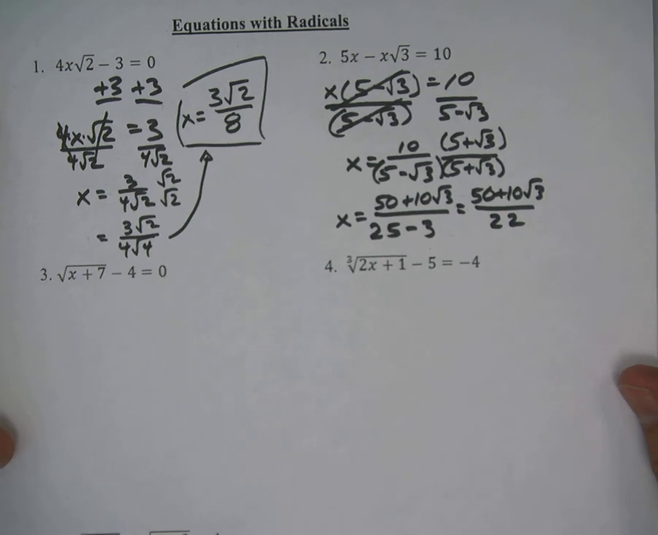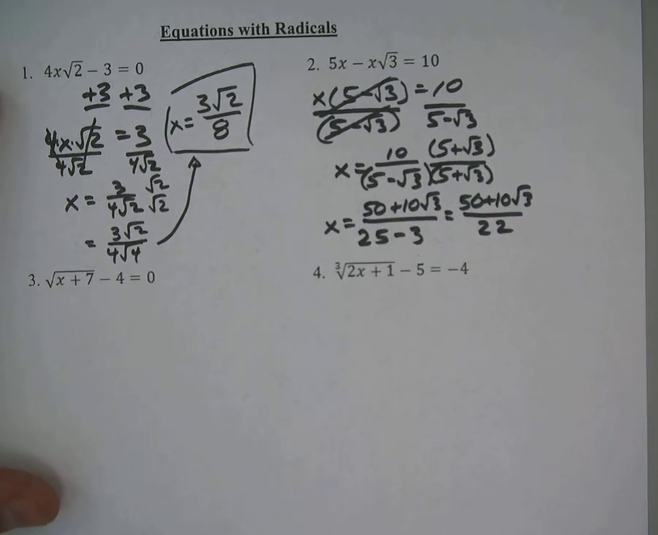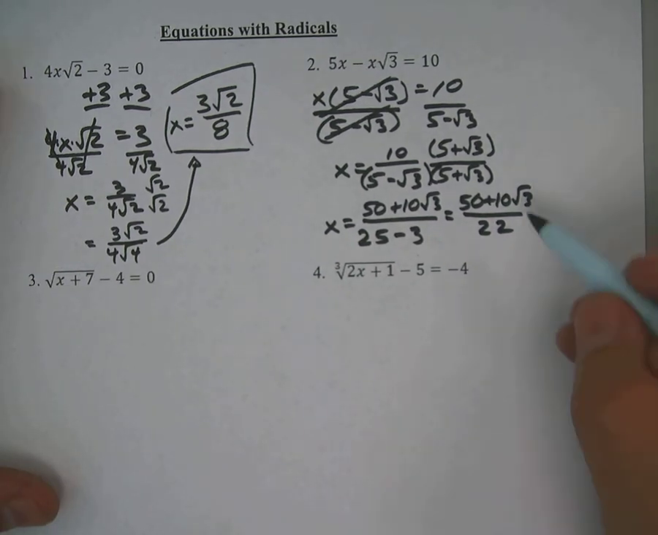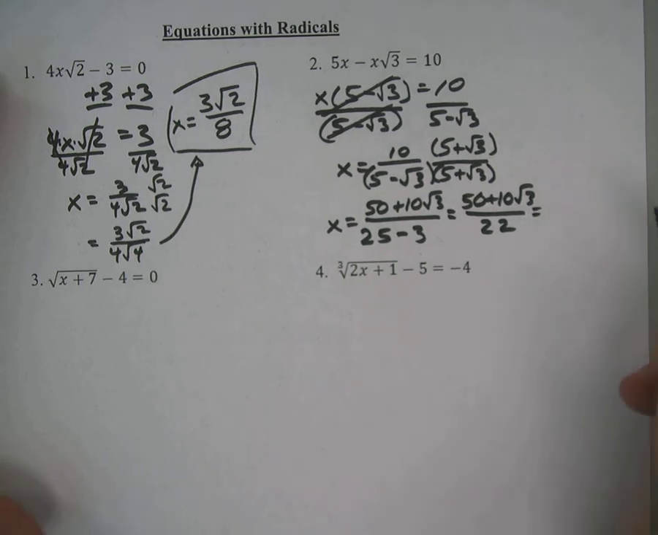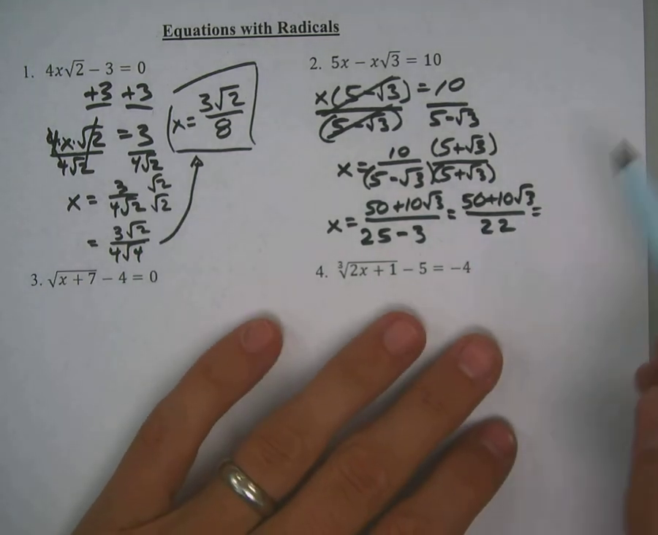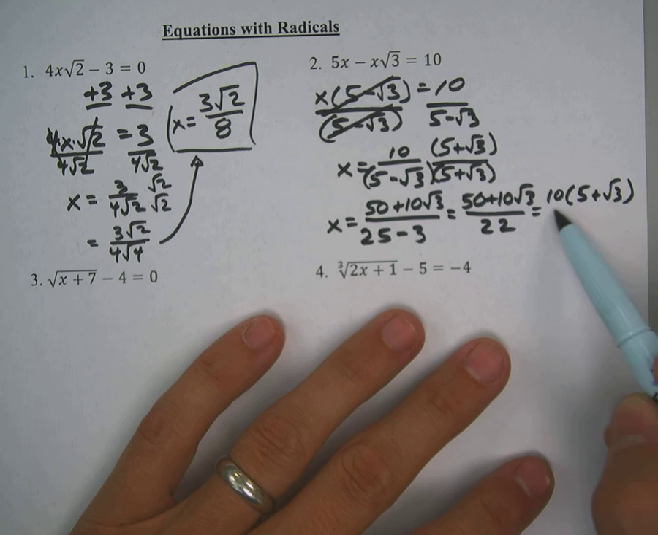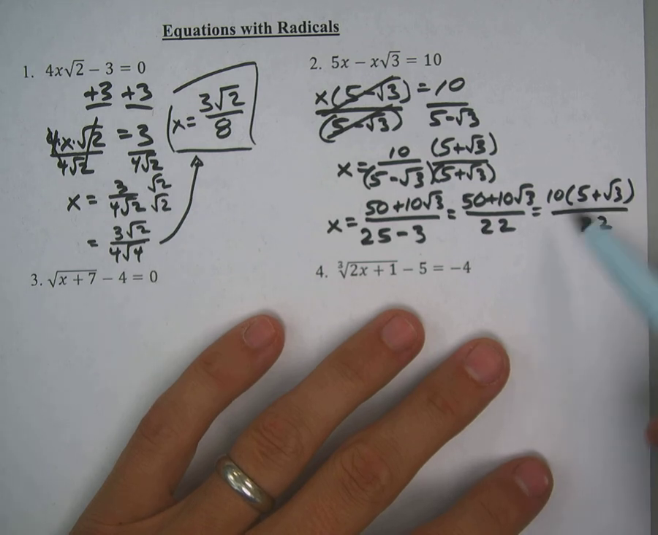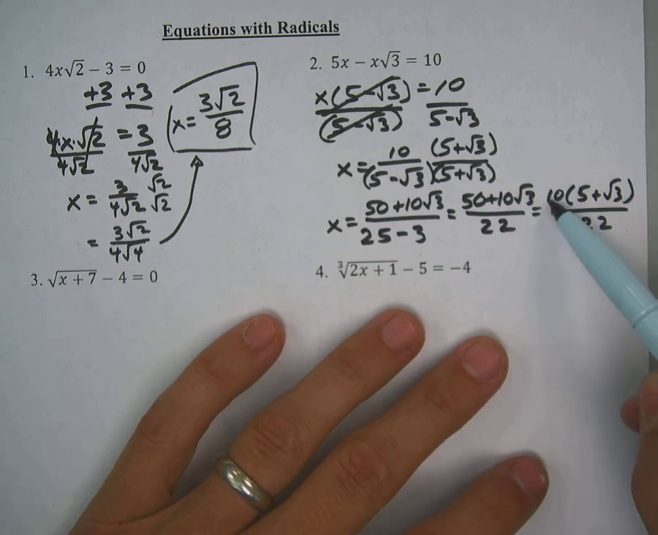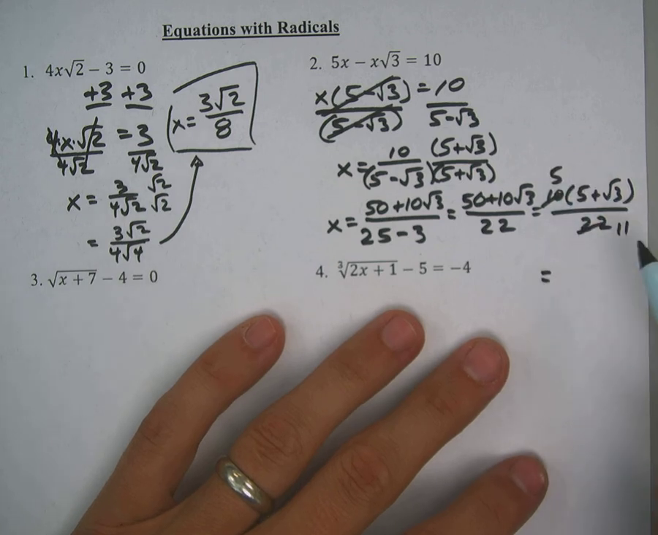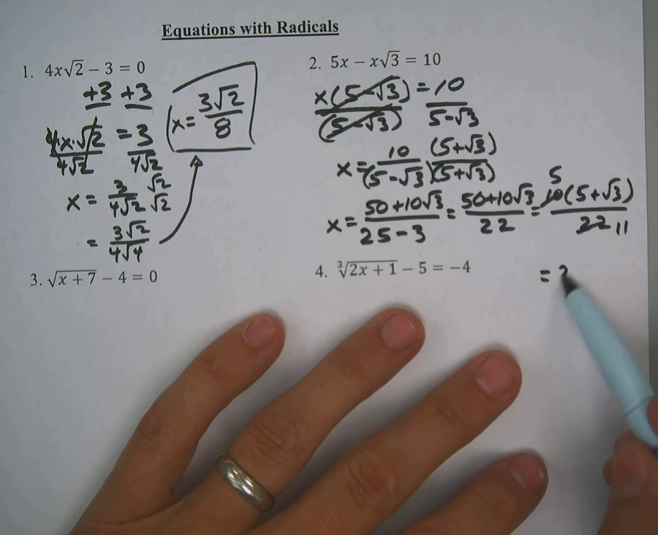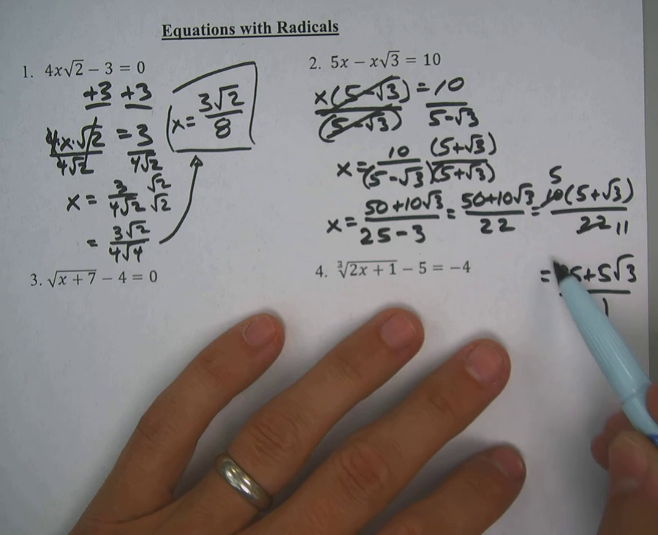Now that looks great, but the problem is that's not done. We can actually reduce. Okay? And so if you notice up on top, I could actually factor out a 10. So you get 5 plus root 3 over 22, and I can reduce. Looks like 2 will go into both of these. Goes in 5 times, that 11 times. And so my final result, if I multiply this back in, is 25 plus 5 root 3 all over 11. And there you go.